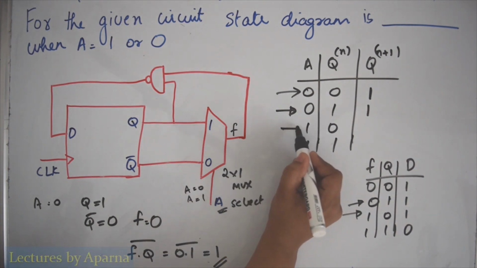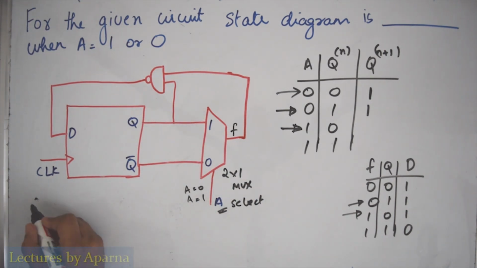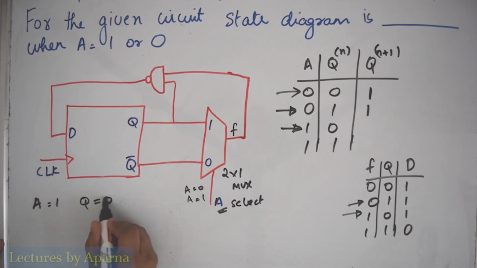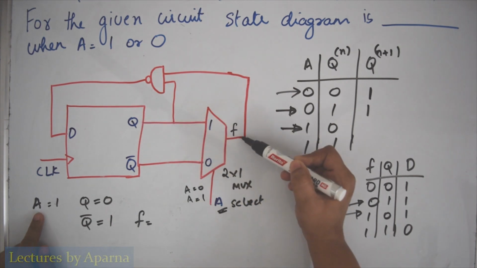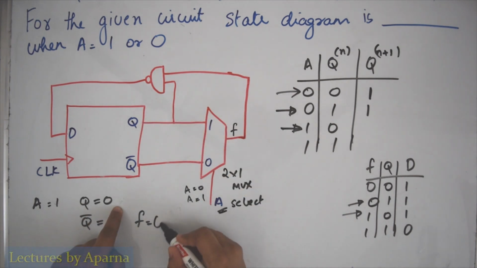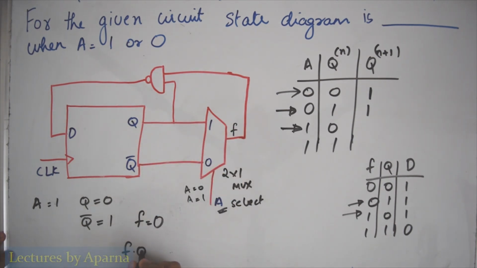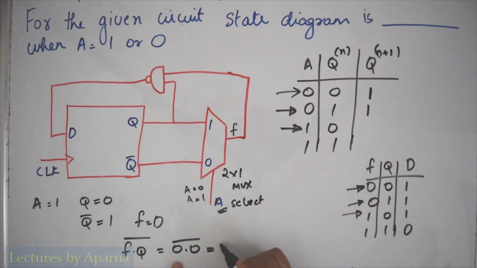Next is the case when A is 1 and Q is 0. So A is 1 and Q is 0. Therefore Q bar will be 1. F will be, A is 1, so data that is present at Q will appear at F. What is Q? 0. Now I have to NAND this F and Q. So that will be 0 dot 0. NAND operation of 0 and 0, that will be 1. This 1 will appear here.